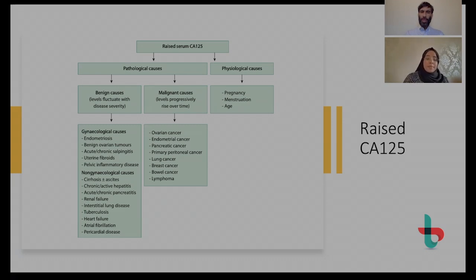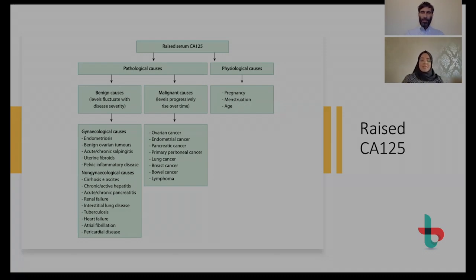Okay, that's interesting. You mean whatever can cause intra-abdominal inflammation, okay, they can raise CA125, am I right? Yeah. Okay. We want to find out more about it.